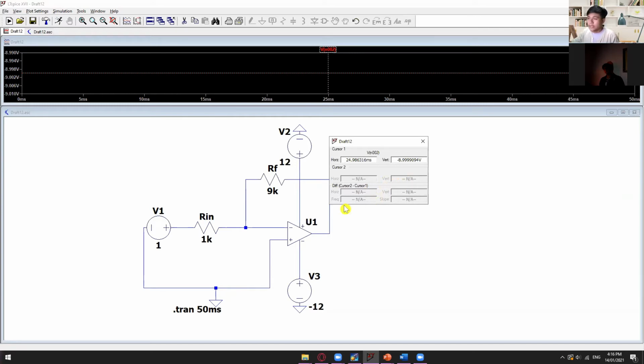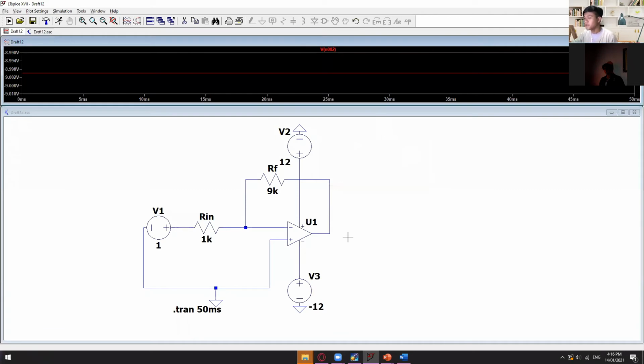Alright. Any question or clarification so far regarding the inverting and non-inverting amplifier? Hello? Okay, so you have no questions. If there are none, let me introduce to you your laboratories.